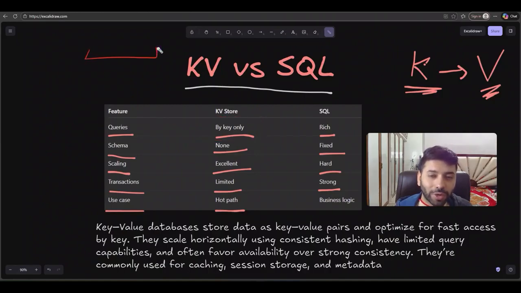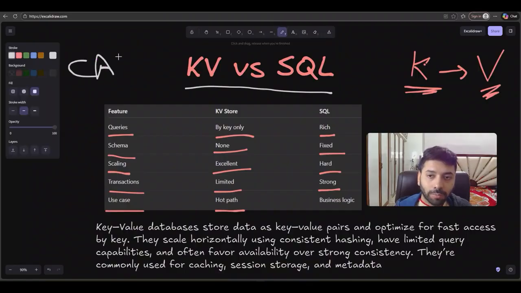You cannot do range queries or other things. Now another thing is key value databases often favor availability over strong consistency. We talked earlier about the CAP theorem, right? We can only provide two of the three things in a distributed system, where we know P is a required thing. So either we can do CP or AP. When we talk about key value databases, they generally provide AP, that is they prefer availability over strong consistency.